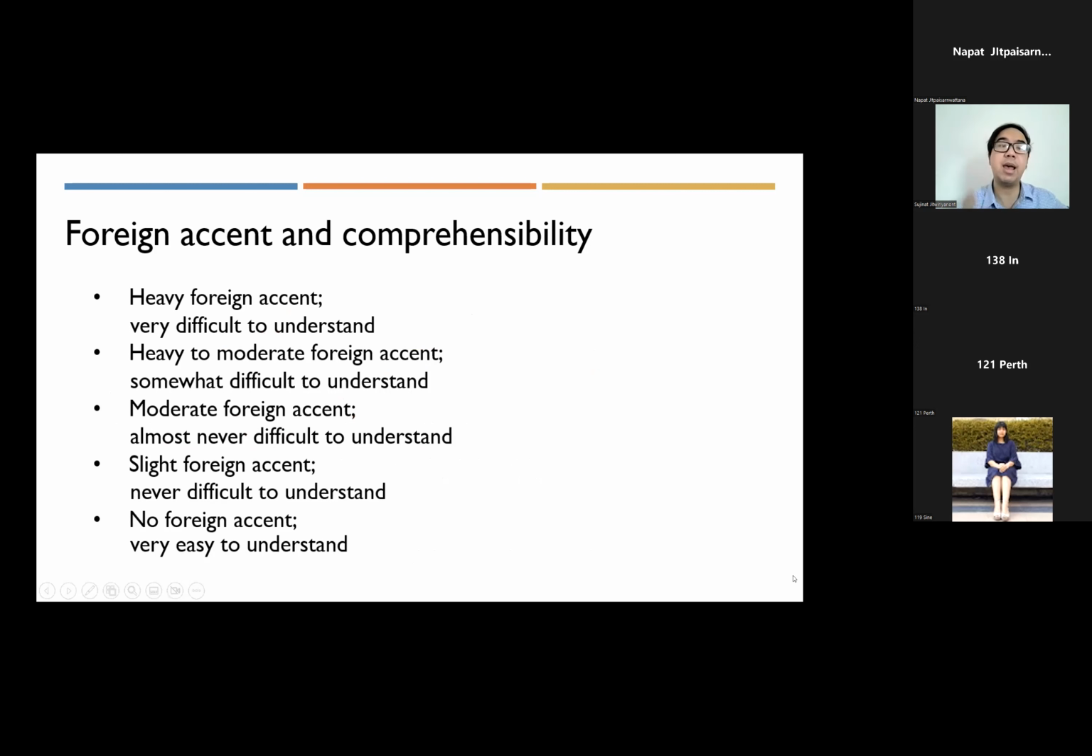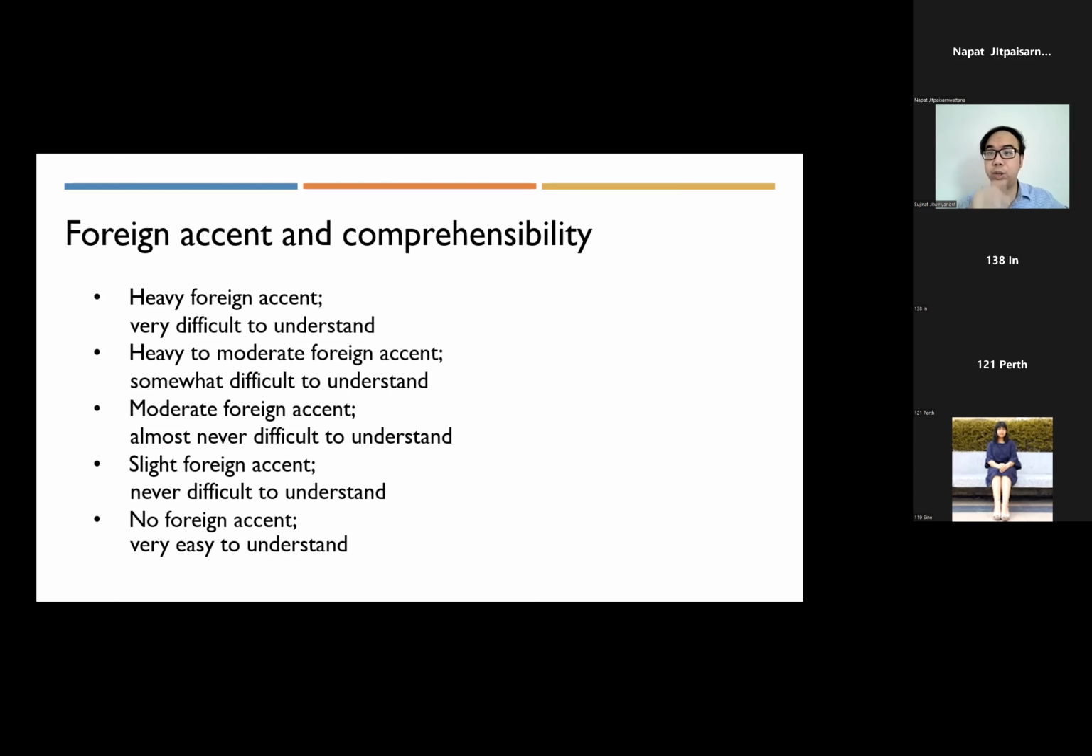The first one is a heavy foreign accent, very difficult to understand. Second one is heavy to moderate foreign accent, somewhat difficult to understand. Next is moderate foreign accent, almost never difficult to understand. Slight foreign accent, never difficult to understand. No foreign accent, very easy to understand.